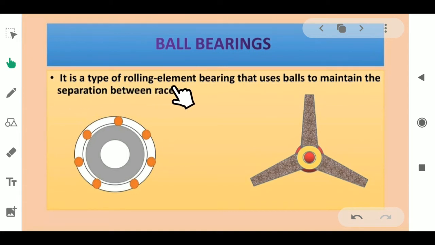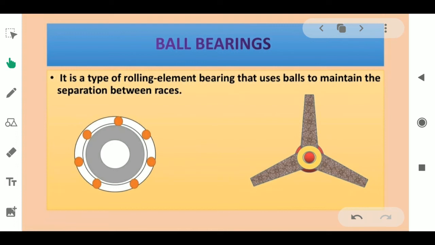A ball bearing is a type of rolling element bearing that uses balls to maintain the separation between races. Races means the outer race and the inner race, or simply inner ring and outer ring. These metallic balls are fitted in the sockets associated with the races, and it is very easy to move. This kind of ball bearing can be used in machinery parts, bicycles or ceiling fans, and in many other situations. It is very easy to handle and also very useful to reduce friction.